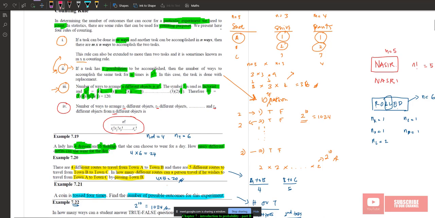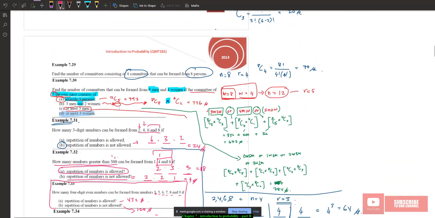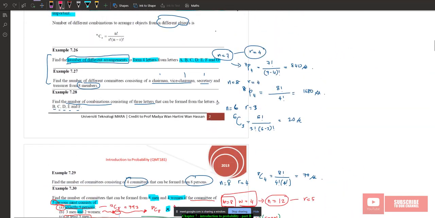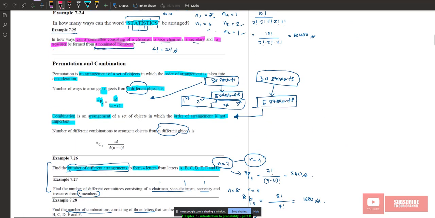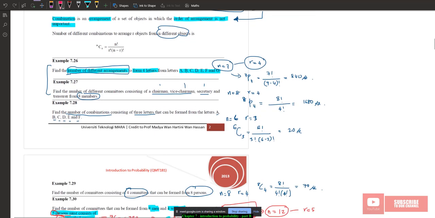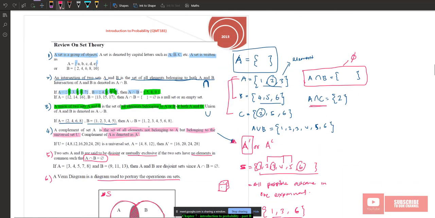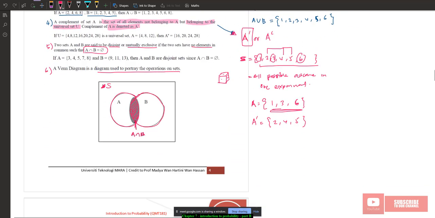until rk factorial. We also looked at permutation and combination, and we already know the difference between permutation and combination. At the end of the last class, we looked at a review of set theory. Under set theory, we looked at the definition of a set, the intersection of two sets, the union of two sets, a sample space, and also complement sets and Venn diagrams.